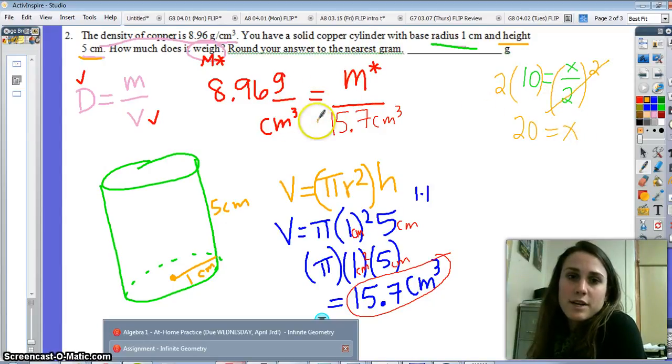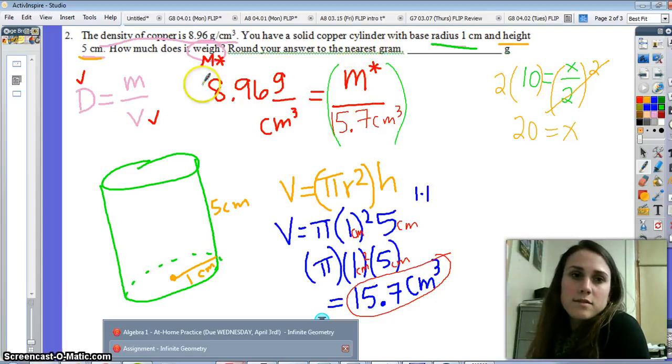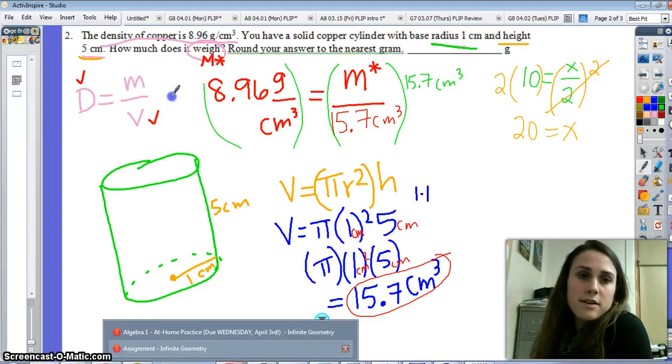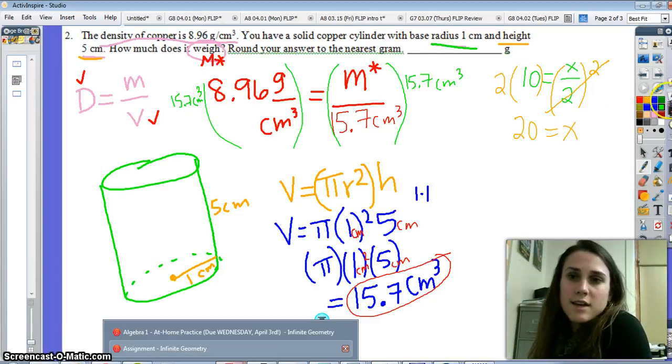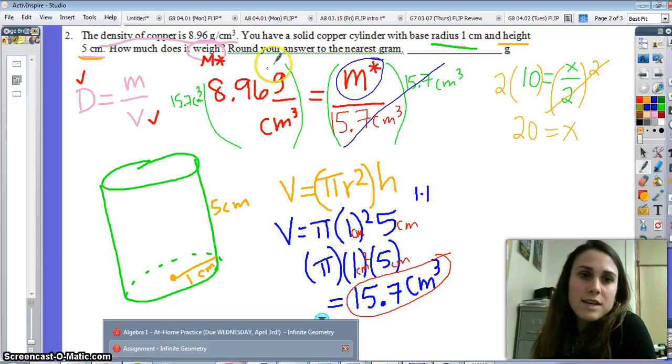Same idea over here, except now we have decimals and units. Don't let that confuse you. Multiply both sides by 15.7. That's like the 2 here. 15.7 centimeters cubed on this side, multiply by 15.7 centimeters cubed on this side, and a really cool thing happens. That goes away, and I'm left with mass equals 8.96 times 15.7.